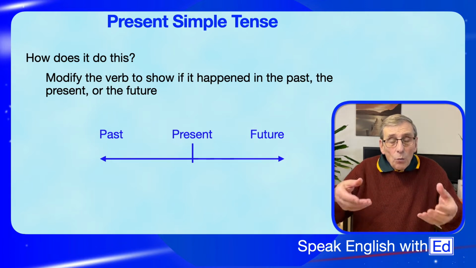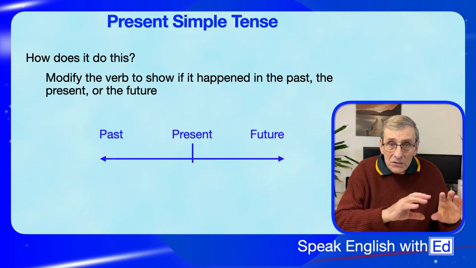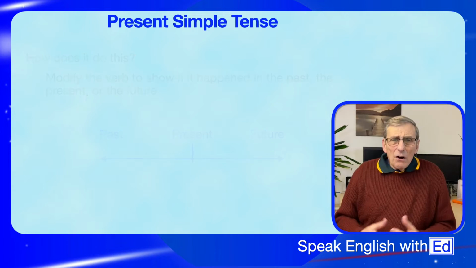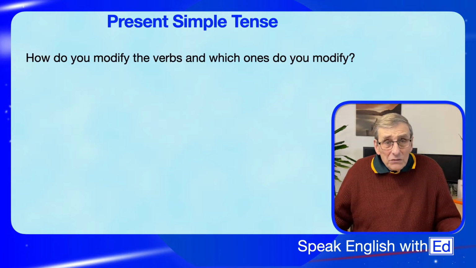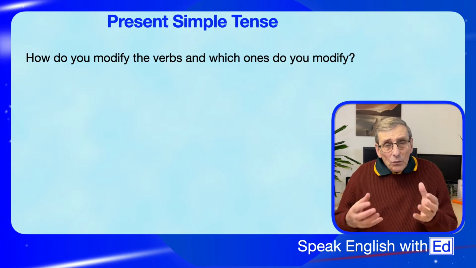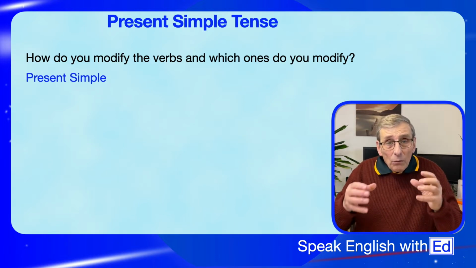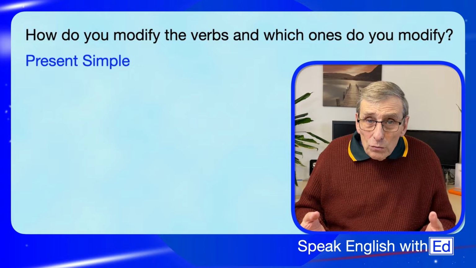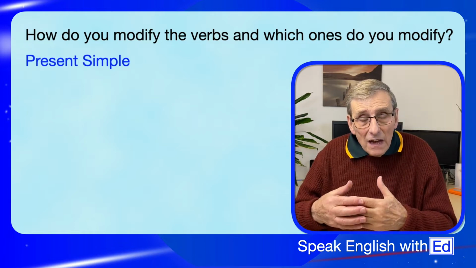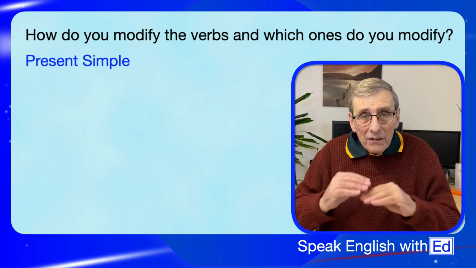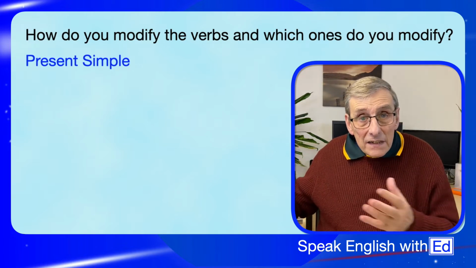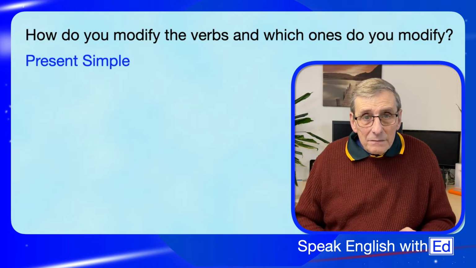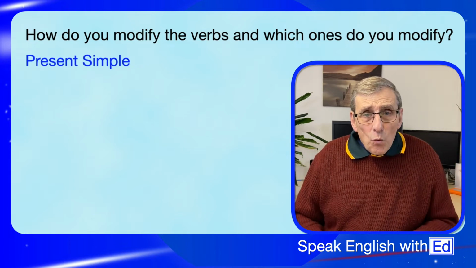When we understand the rules, we understand what time base we're talking about, whether it's the past, the present or the future. How do you modify a verb? And which verbs do you modify? Well, to start with, in this video we're talking about the present simple tense. Each tense has its own set of rules that you apply to form the tense, but we're going to stick with the present simple in this video. We'll cover the other ones in the next set of videos, but here we're just going to talk about the present simple tense.